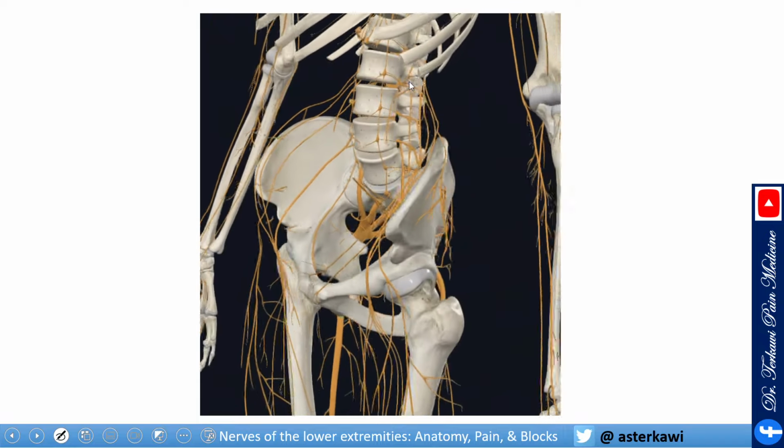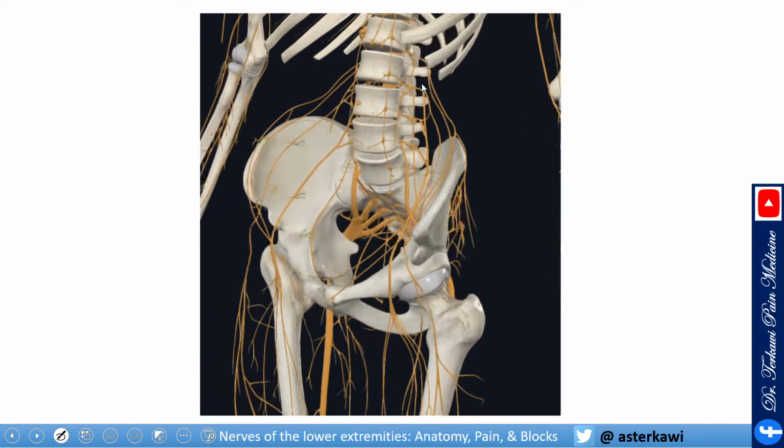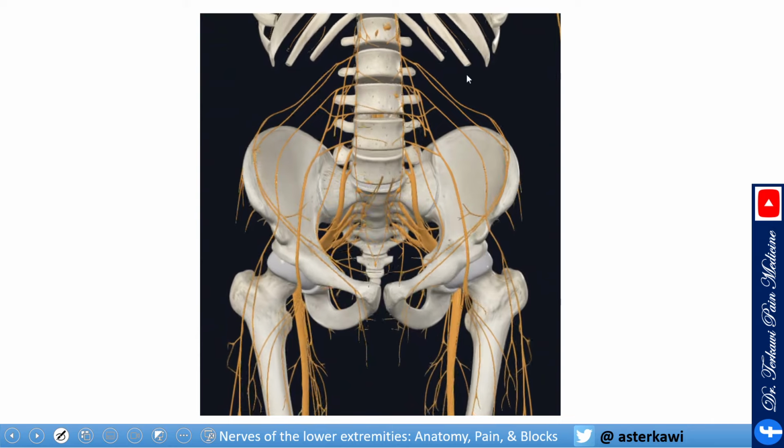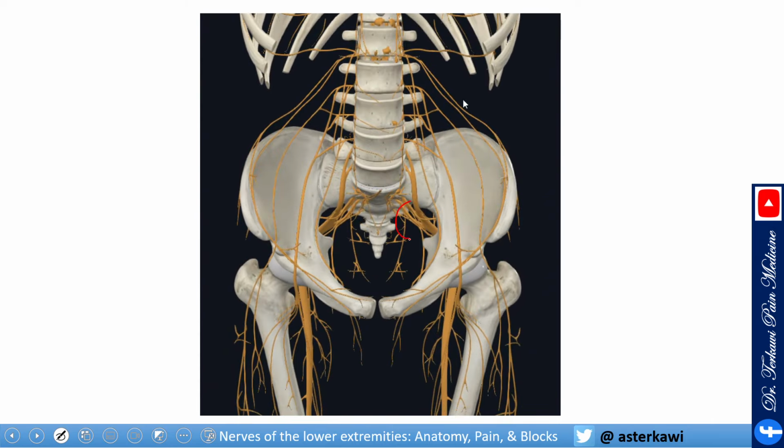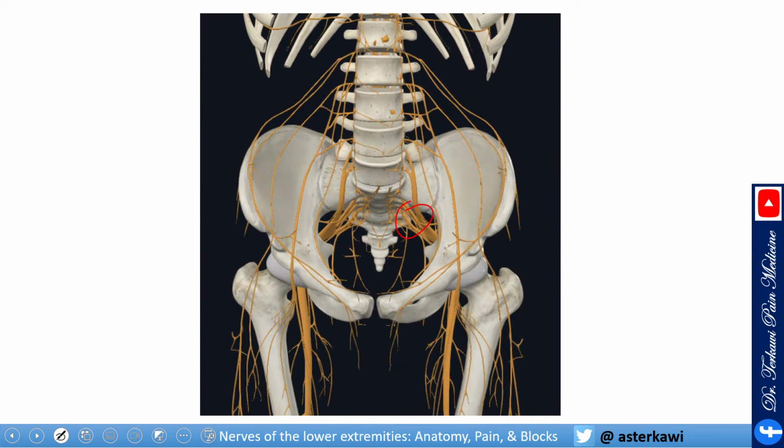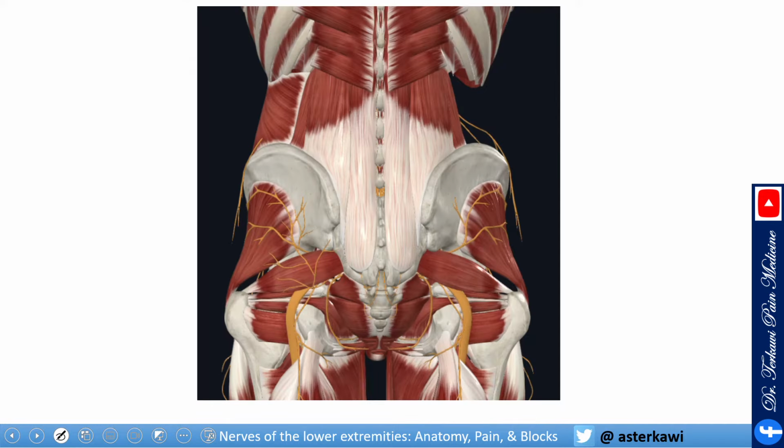So it's running with the abdominal wall muscles, and it goes inside. And if you peek here and look at the sacral nerve, see how they are in the pelvis. They are behind the sacrum.